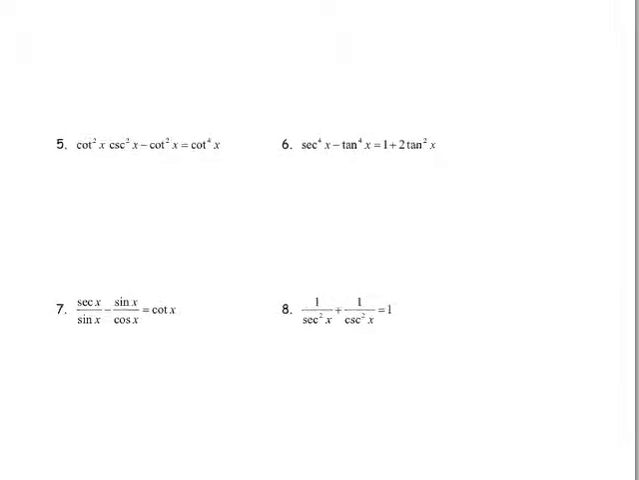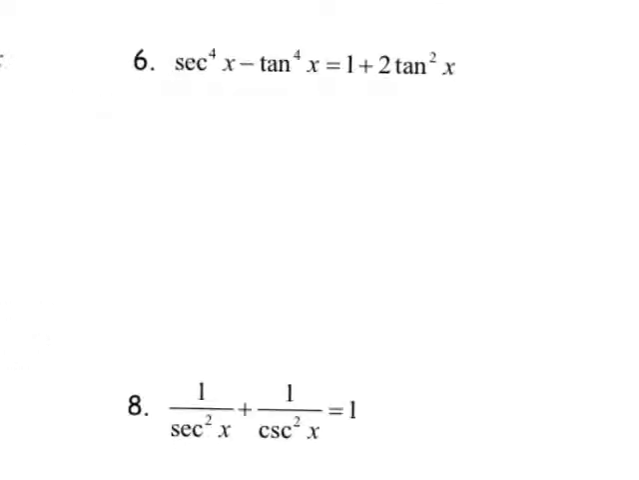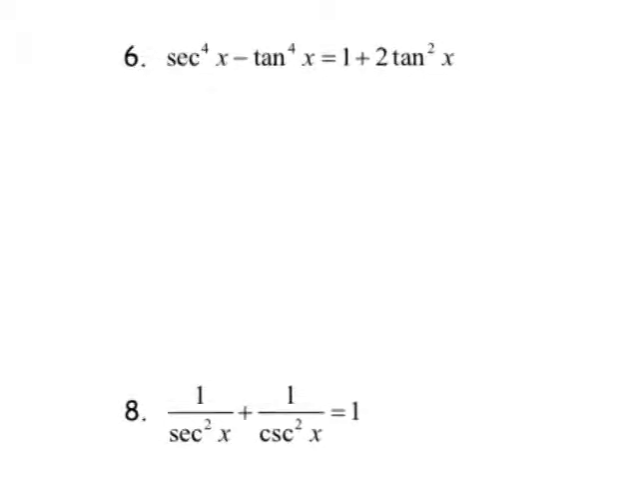So if you look at number 6. Number 6 is a problem that we've done in the past. But, I mean, not exactly like it, but pretty similar, because I definitely think that this is the harder side. It's got some fourth degrees on there. So let's rewrite that side. So secant to the fourth x minus tangent to the fourth x.